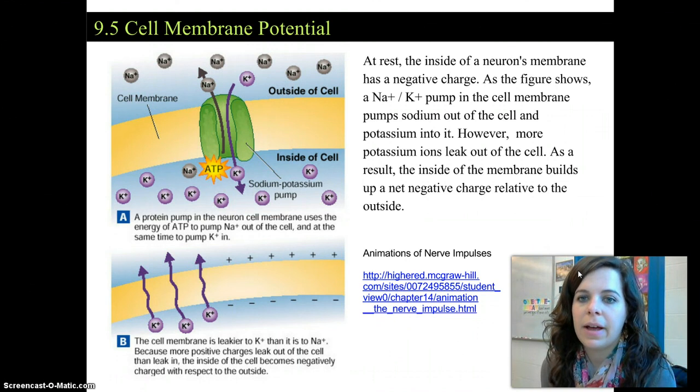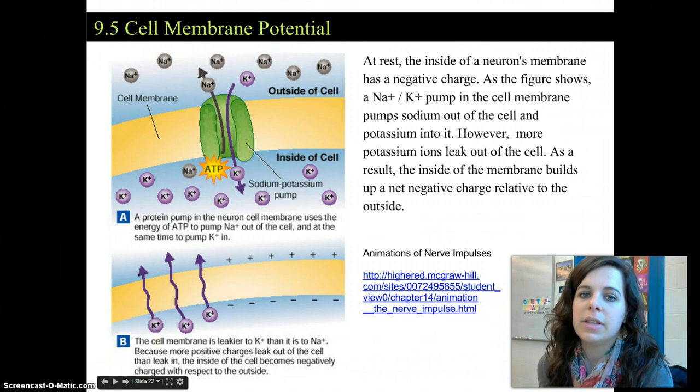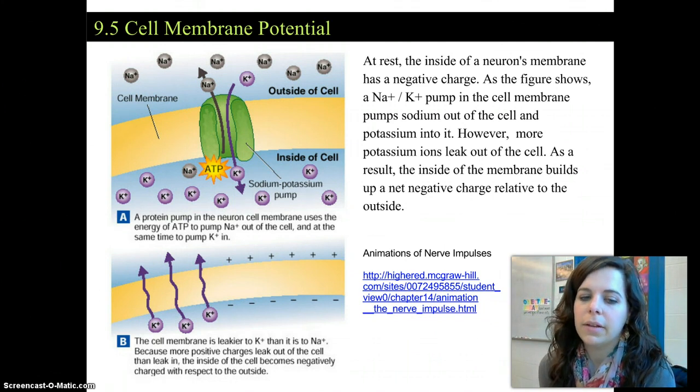It's important to know that at rest, a neuron's membrane has a negative charge, so it is polarized. There's a sodium-potassium pump in the cell membrane that pumps sodium out of the cell and potassium in. However, potassium leaks out of the cell more, and as a result, the inside of the membrane builds up a net negative charge relative to the outside. We're still only talking about positive ions, but because there's more outside than inside, you have a slightly negative charge inside.